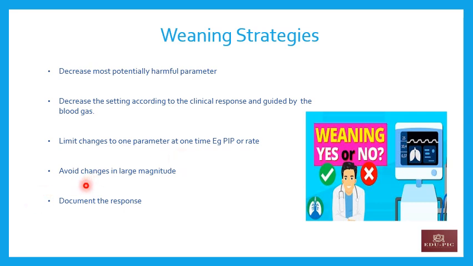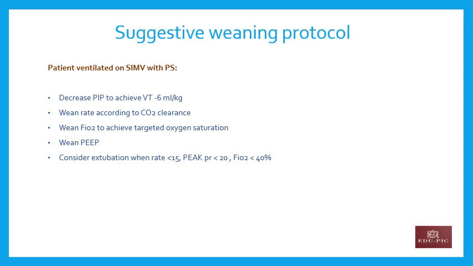We need to avoid any changes in large magnitudes, and we need to document the response. Then we have an idea what parameters and what the next step is that we can change following this. Definitely each patient is different, but we have a suggestive weaning protocol which can be manipulated and changed according to the patient's condition. For example, we have a patient ventilated in SIMV with pressure support.